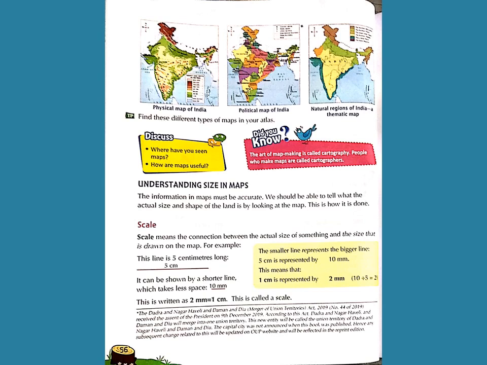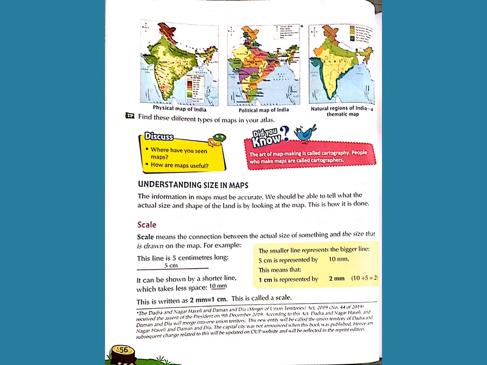But before that, we will have to know what is a scale. Underline the word scale on page number 56. Scale means the connection between the actual size of something and the size that is drawn on the map. Definitely you cannot draw the actual size in a map. It is a short form of the entire area, isn't it? So you cannot put the exact size of a state or of an area in your map. So how will we measure it? For that you need to know what is a scale. So scale means the connection between the actual size of something and the size that is drawn on the map. Okay? For that we will have to explain these things.